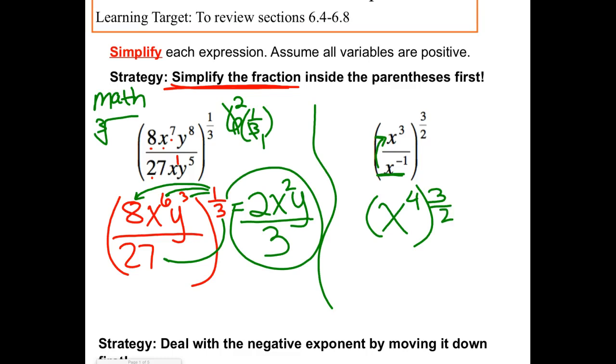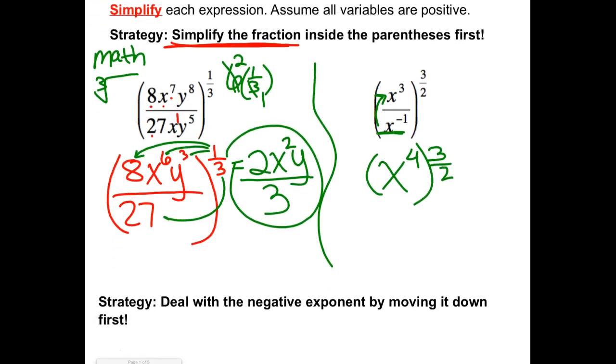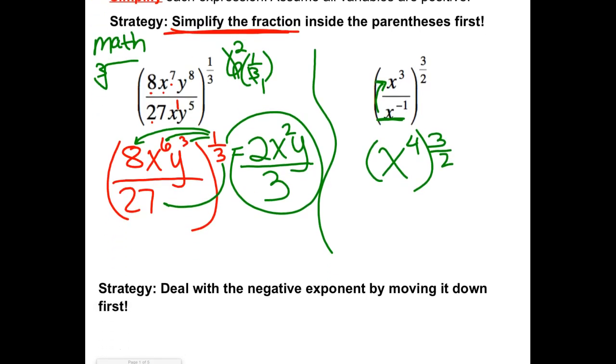Now there's 2 different ways you can do this. It just depends what you are comfortable with. The first thing we could do is we could just multiply straight across. I have 4 times 3, that will give us 12, and we'd have a 2 on the bottom, and that would reduce to x to the 6th.